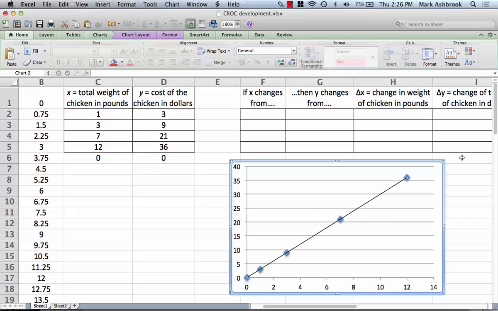So right here there's a point. Right here there's a point. Right here there's a point. Right? So anywhere we go on that line is a point representing a value of pounds of chicken and the corresponding cost in dollars.